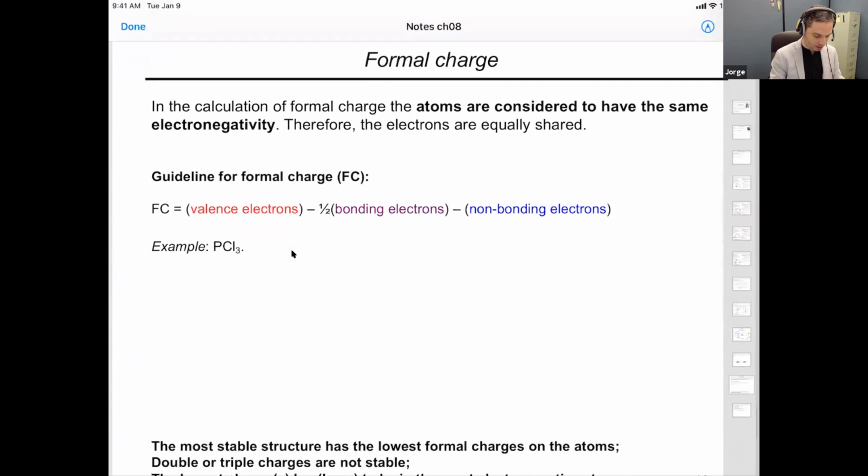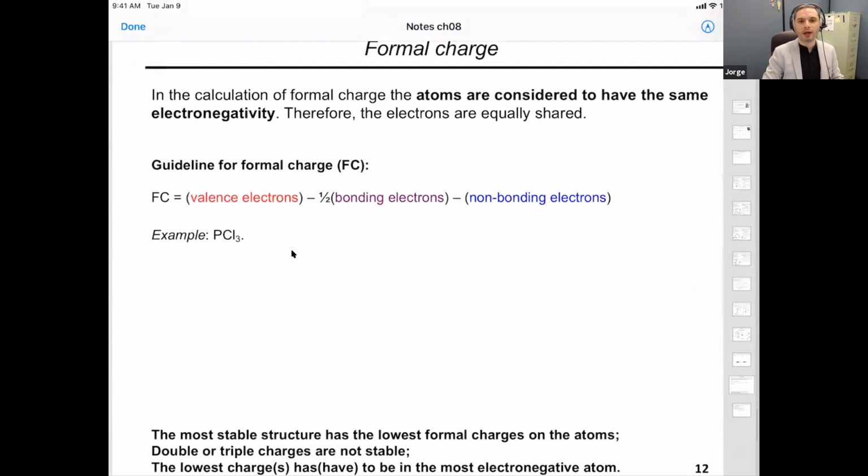Okay, so that's the important point for today. We are going to talk about formal charge. Formal charge is the property that will tell you if a structure of a covalent compound is stable or not. So formal charge is going to be very important when we have more than one possibility to connect the atoms. One of those possibilities is going to be the most stable, and the formal charge is the number that's going to tell us which structure is the most stable.